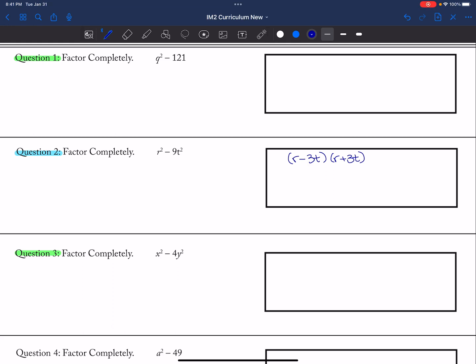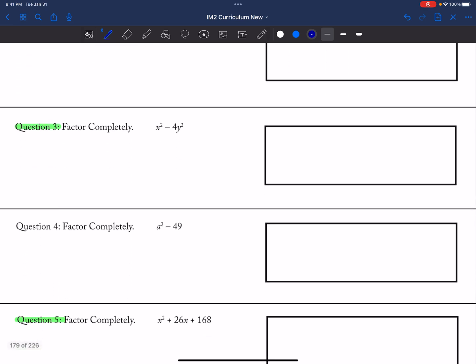All right, so now we are back to every odd question. So every odd number question. Okay, so this is a difference of squares. So this is q minus 11 and q plus 11. And then here again, difference of squares, x minus 2y and x plus 2y.